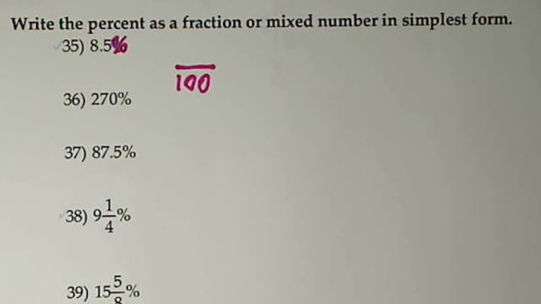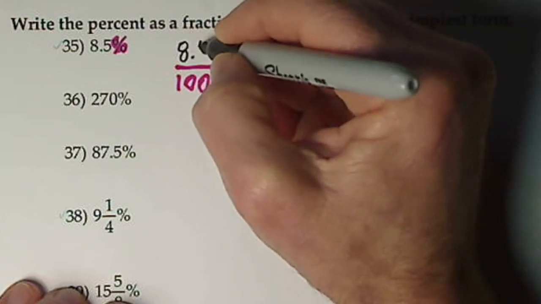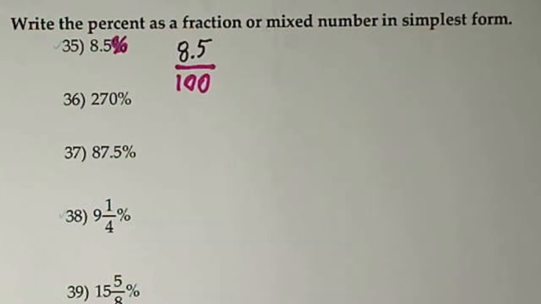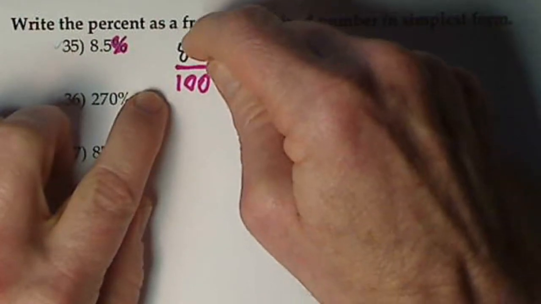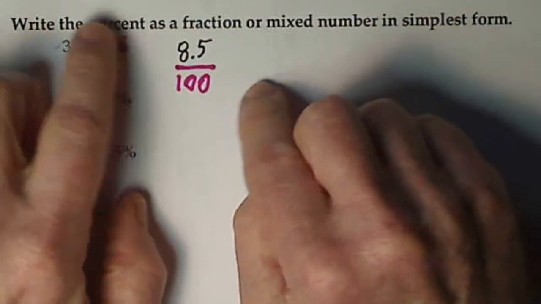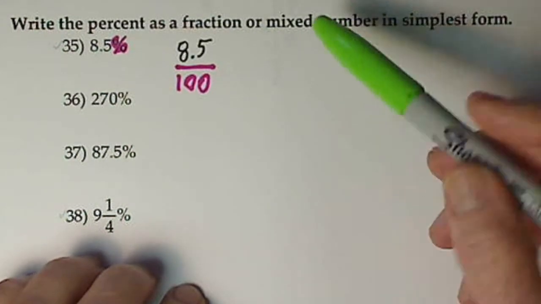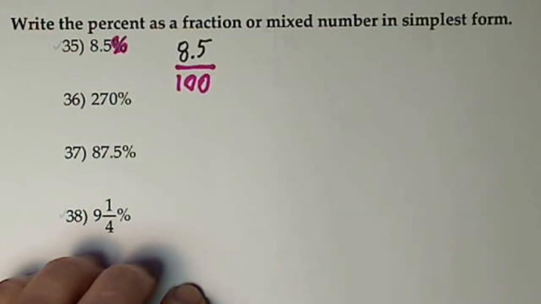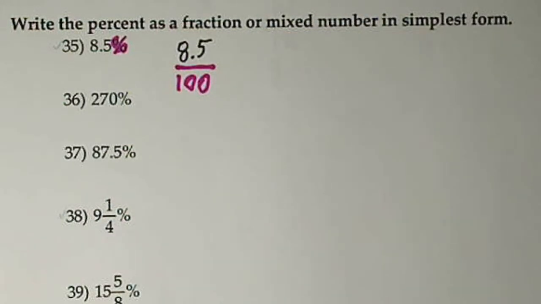So let's get our 8.5 up there. 8 5/10, but I could have written this 8.5 over 1 times 1/100th, but then when I multiplied I would just get to right here. And now notice they want this written as a fraction or mixed number, and that looks rather odd to have a decimal in the middle of a fraction.